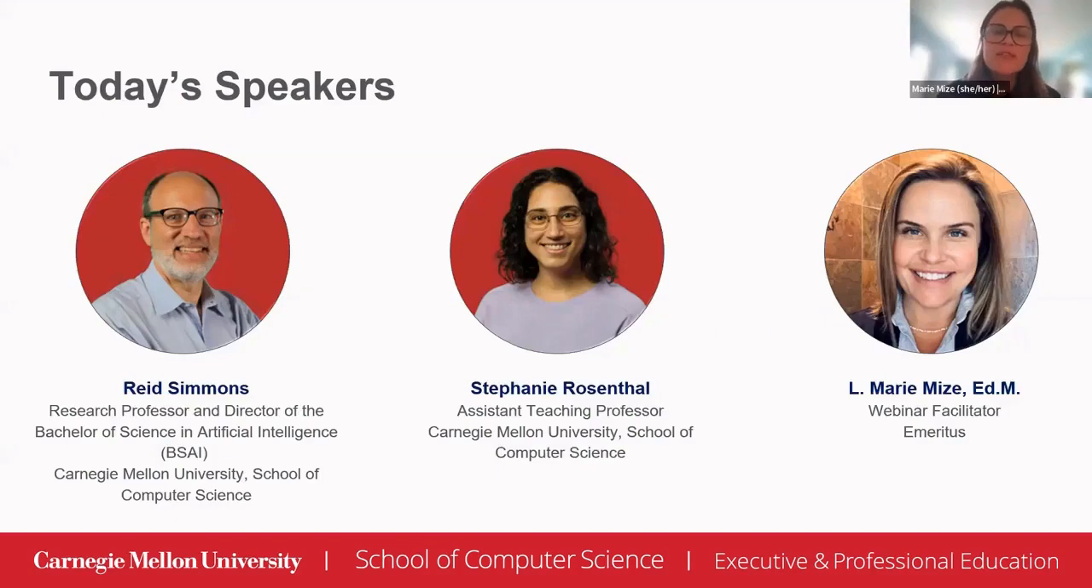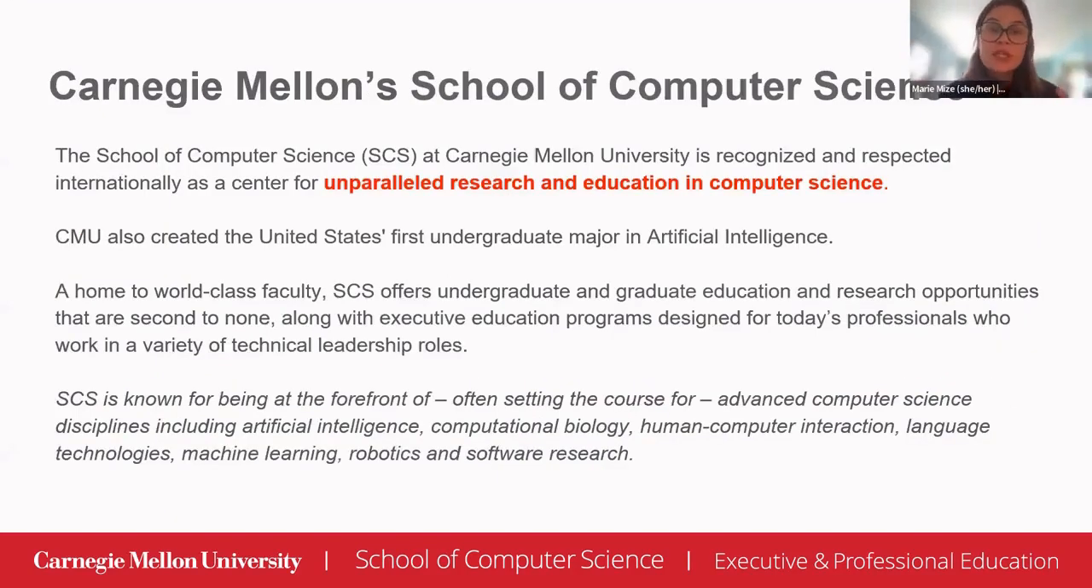And we want to help set the stage for you by giving you some more information about this larger ecosystem here at Carnegie Mellon School of Computer Science. As you can see here on your screen, and you probably know this already, Carnegie Mellon School of Computer Science is known around the world as the center for unparalleled research and education in computer science. It truly is a one-stop shop as you think about that cross-disciplinary approach to computer science. CMU created the first US undergraduate major in artificial intelligence. That's huge. So really an innovator at the cutting edge of this field.